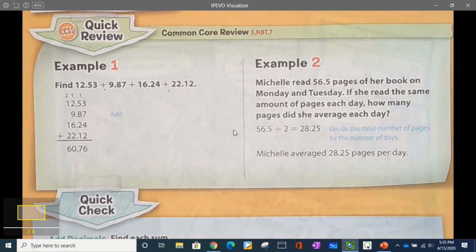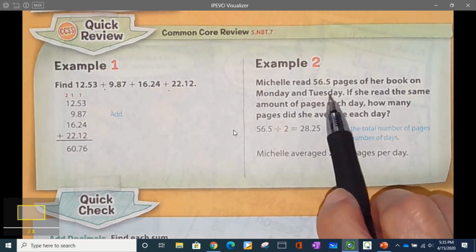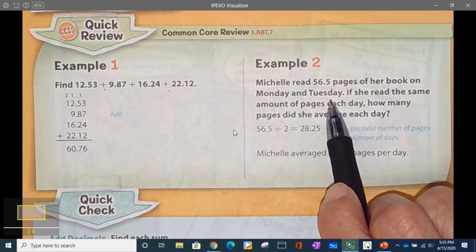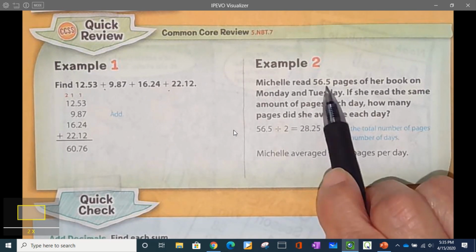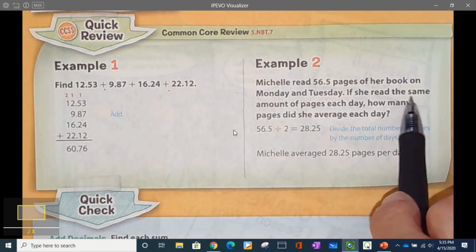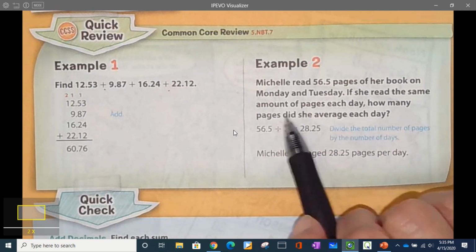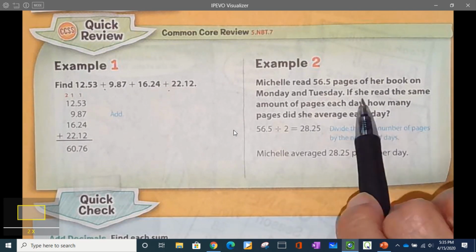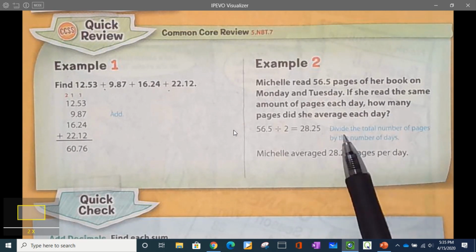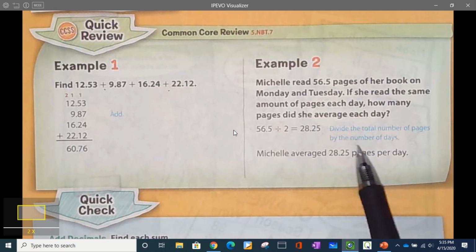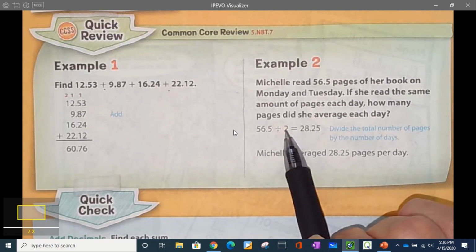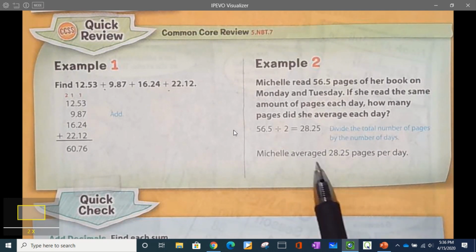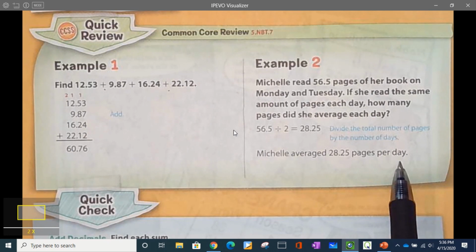You're adding. So here, in this example, it says Michelle reads 56.5 pages of her book on Monday and Tuesday. If she reads the same amount of pages each day, how many pages did she average each day? Okay, so if she read the same amount of pages each day, how many? So you'll divide the total number of pages by the total number of days. So if you divide this twice, you get 28.25. Each day she read 28.25 pages per day. That is checking the average.